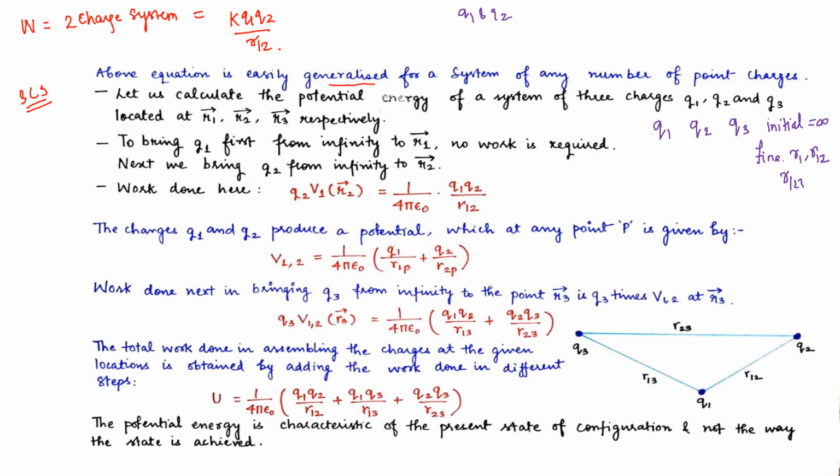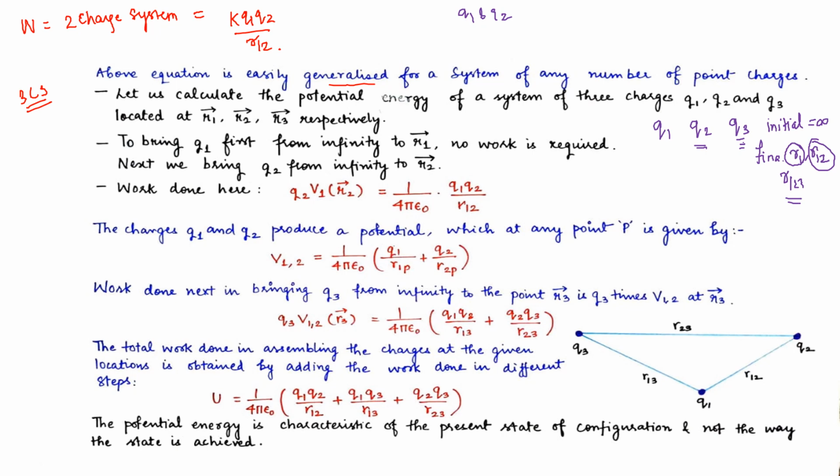Why am I writing it as R123 and R12? Because first we have brought Q1 to a position R1. Now Q2 will be brought with respect to R1, and Q3 will be brought with respect to R1 as well as with respect to R2. That's why, just to define it in a proper, easily understandable way, I am writing it in this way.